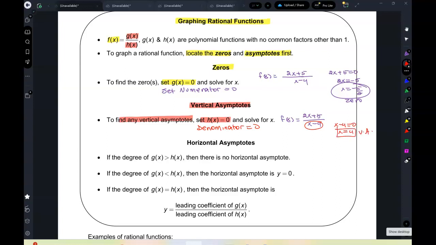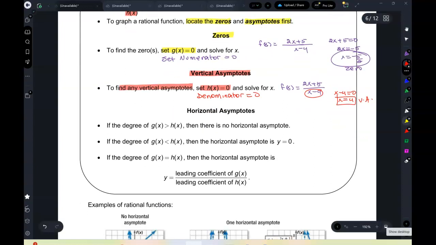That's the vertical asymptote. Okay, so in the chapter when we did exponential functions, we had horizontal asymptotes. Now we have both. This one is a vertical asymptote. It's a vertical imaginary dotted line. Okay, lastly, how do we find horizontal asymptotes?